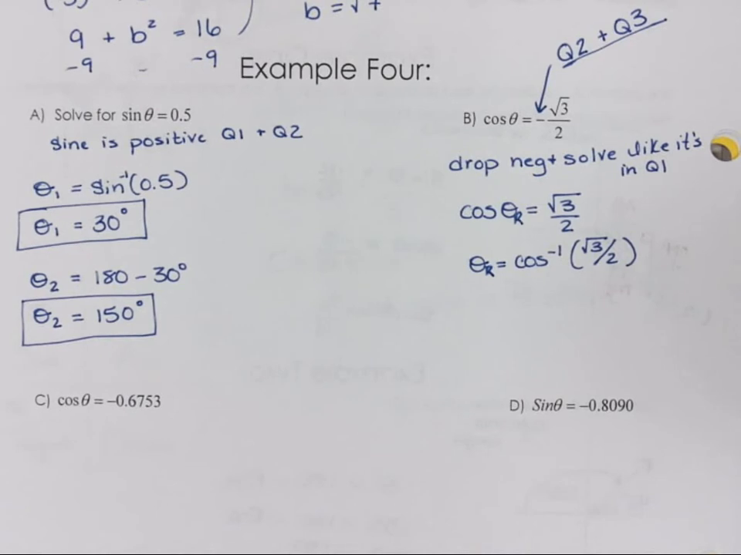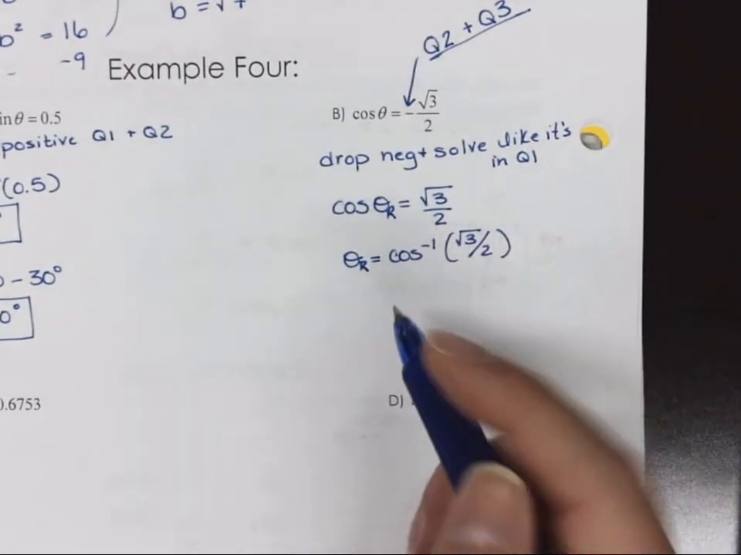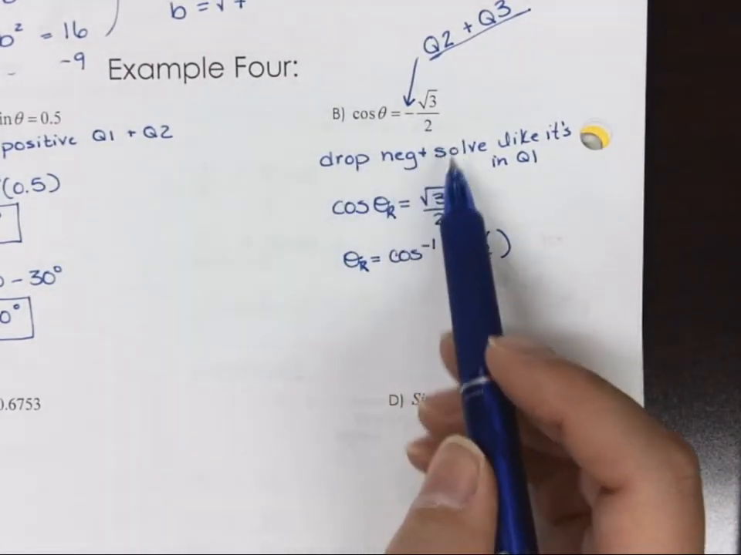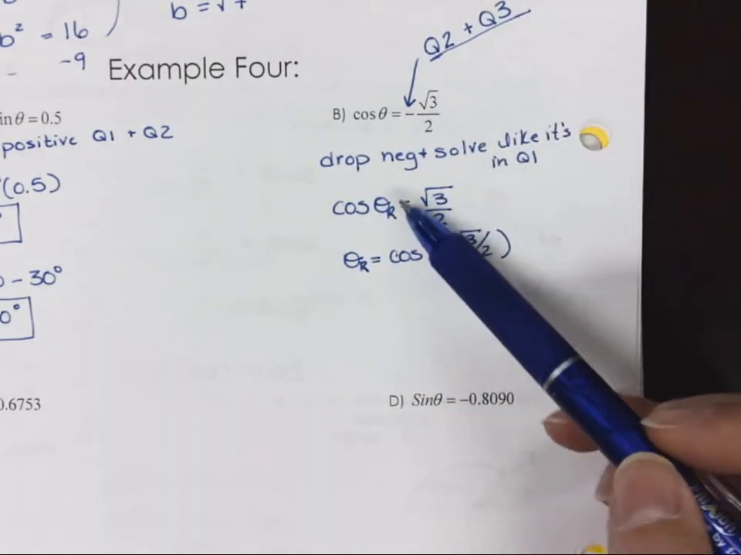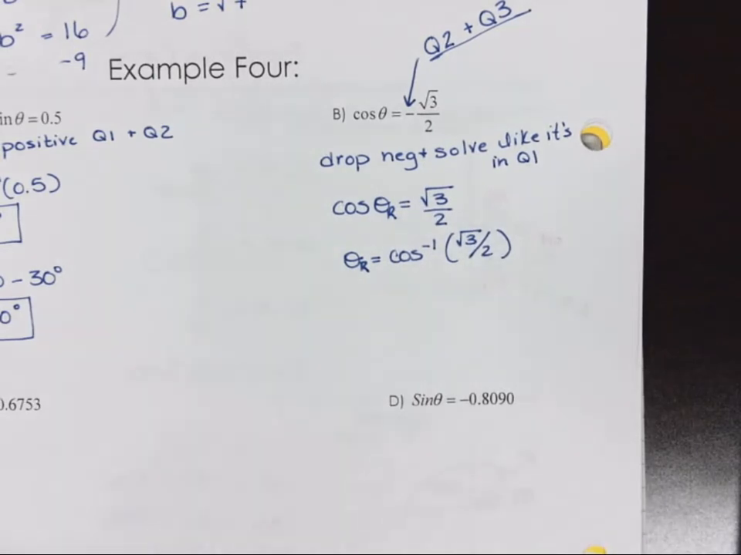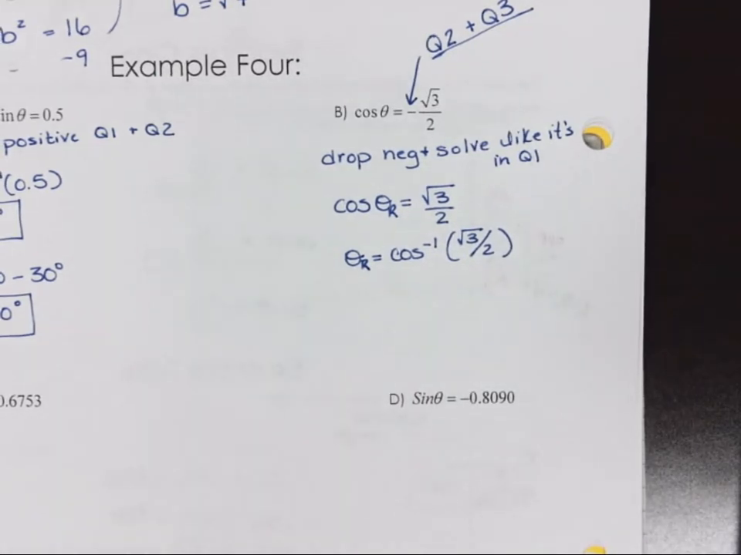Because, what did I drop? I drop my negative sign. So that automatically moves me to quadrant 1. Neither of my answers are in quadrant 1, so that's a theta reference. Because you need to solve for it like it's in quadrant 1 first, and then I'm going to use my rules to solve for quadrant 2 and 3.